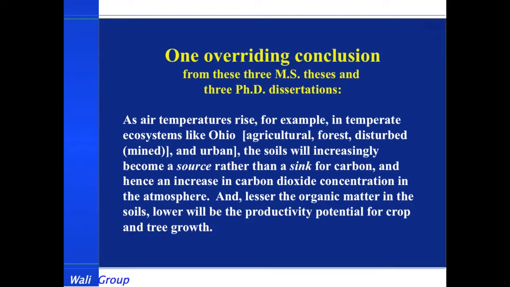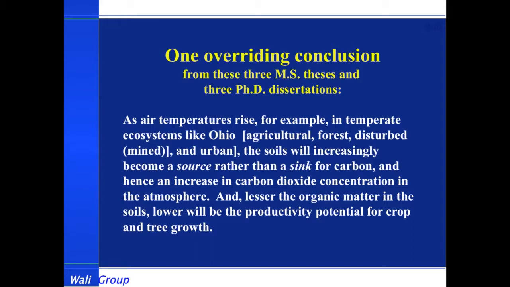There was one overriding conclusion. As temperatures rise, for example, in temperate ecosystems like Ohio, agricultural, forests, disturbed sites, and urban, the soils will become increasingly a source rather than a sink. So there are going to be problems even for Ohio. That's very good from the point of view of how much precipitation we get.